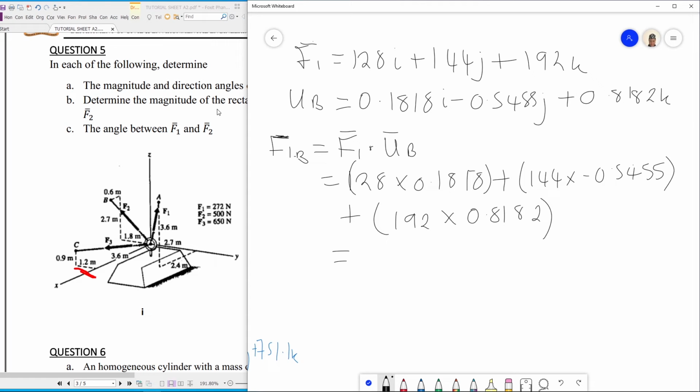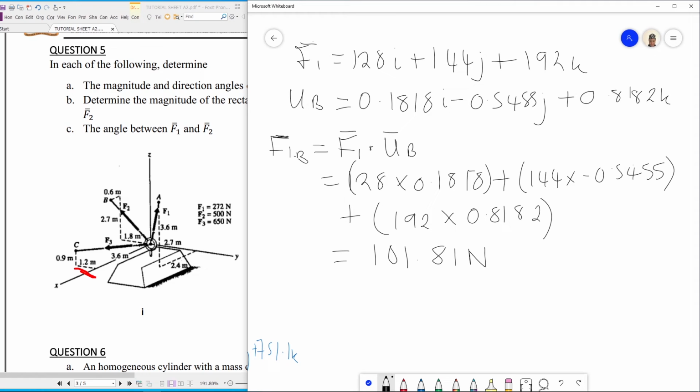My answer seems to be just what it is, so I'll go ahead and put that answer, which is 101.81 newtons. So that is indeed what is regarded as the component of F1 in the direction of F2.